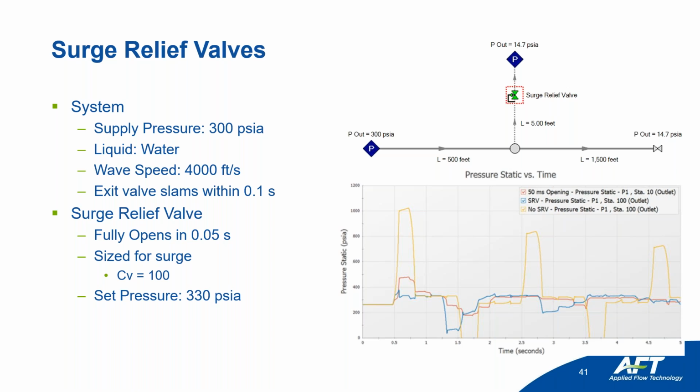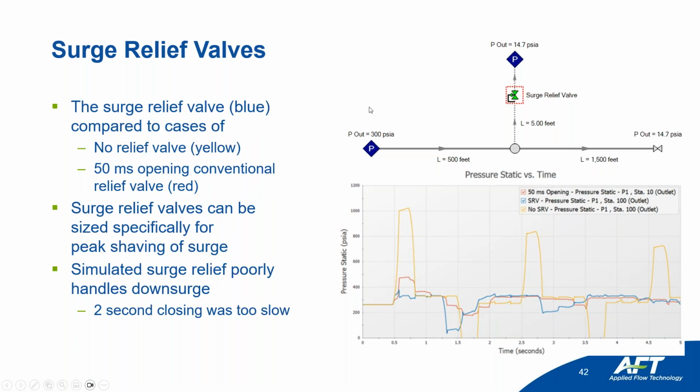So there are trade-offs with this type of valve, of course, but you can see that it handles the upsurge quite well and is able to keep it under your allowable pressures. Most of what I just said is that surge relief valves are sized specifically for peak shaving of surge. You can see that it didn't handle the downsurge as well. A 2-second closing was a little bit too slow to keep that pressure level where we really want it to be in a surge mitigation situation.